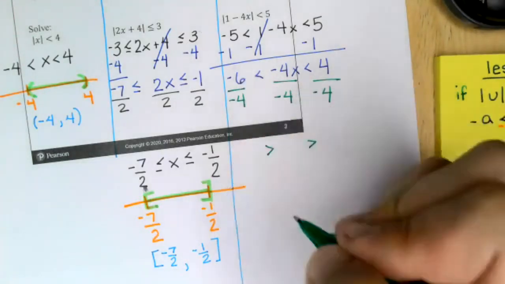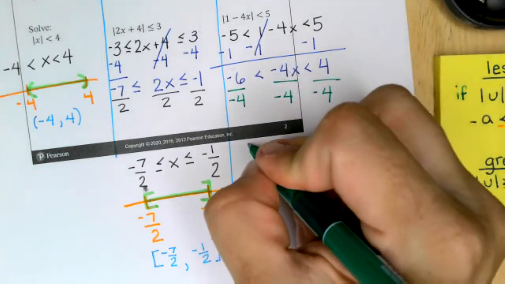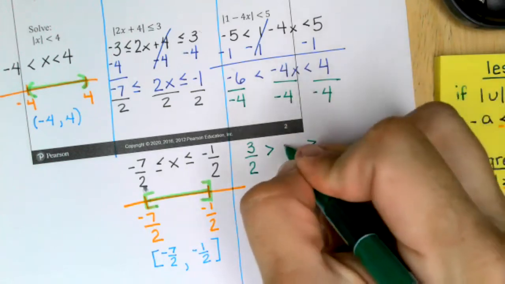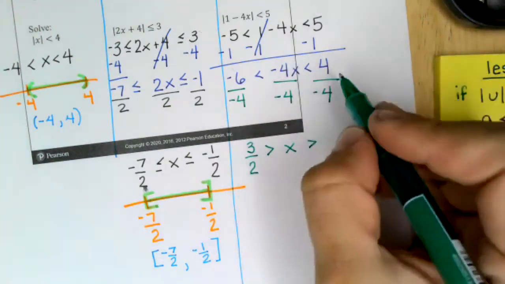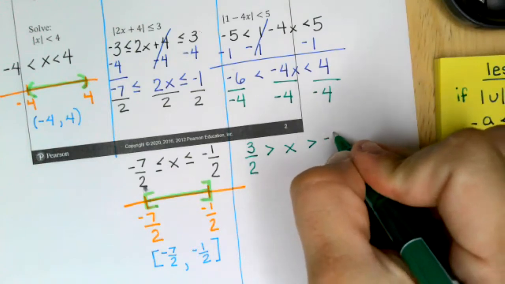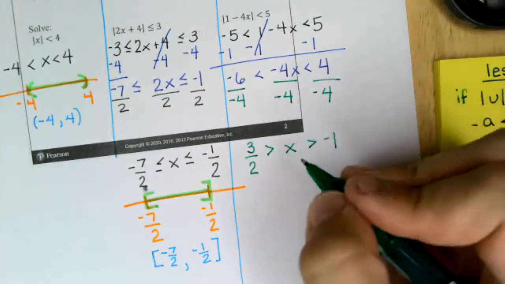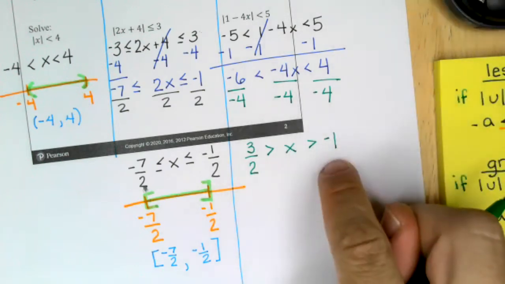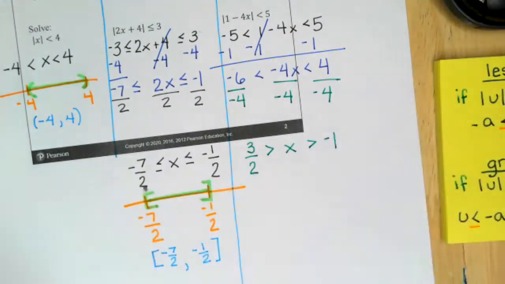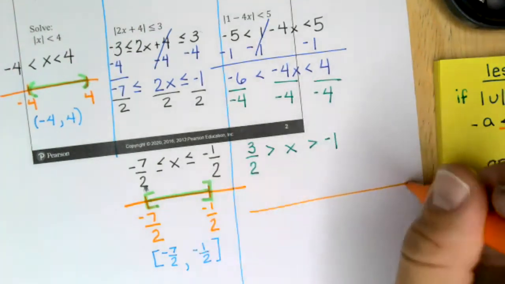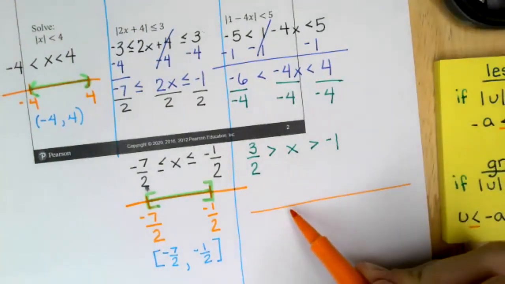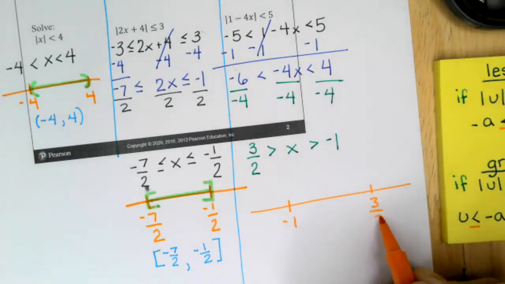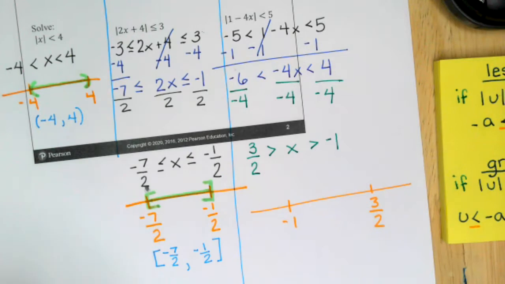-6 divided by -4 is 3/2. -4 divided by -4 is just an x or a 1x. 4 divided by -4 is a -1. I flipped these. So that's a little bit confusing because -1, if I was to put it on a number line, which is my next step, -1's over here, and 3/2 is over here. Ugh. I would rewrite it.